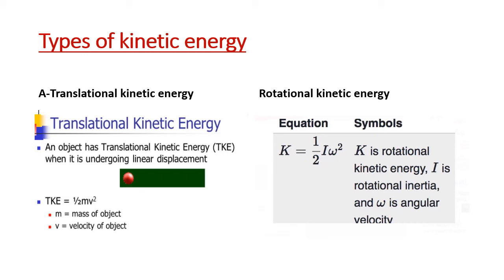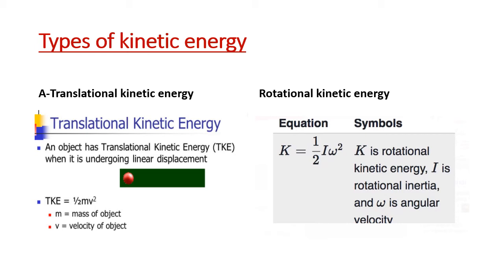Translational kinetic energy is the energy possessed by a moving object in a linear displacement, or in translation. Its value could be calculated by half mv square, where m is the mass of the object, which is measured in kilograms, and v is the speed of the object measured in meter per second.